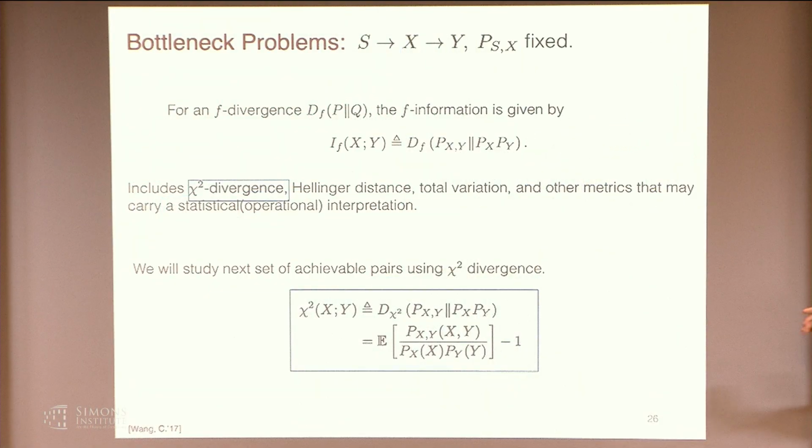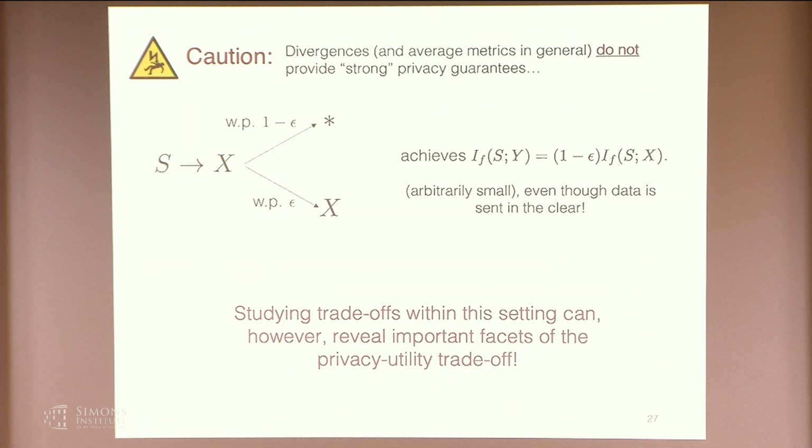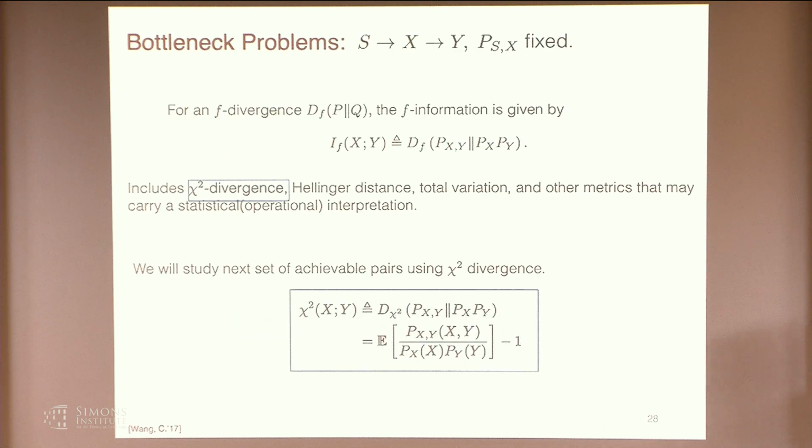Any other questions before I go on? Okay. So we're going to be looking at choosing chi-square divergence. It's a divergence that I like a lot. It's just like mutual information, but without the log. Just a word of caution: divergences and average metrics in general do not necessarily provide strong privacy guarantees. Usually you can minimize these f-informations just by doing something that looks like an erasure channel. You're going to have very little information leakage on average, but every once in a while you're going to be sending your information in the clear. So I'm not claiming that these should be the metrics you use, but what I'm trying to convince you is that studying trade-offs within this setting can reveal important facets of the privacy-utility trade-off. With that caveat in mind, let's look at these trade-offs in terms of chi-square divergence.